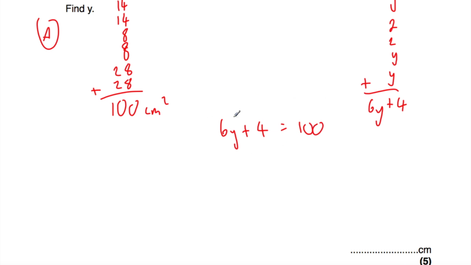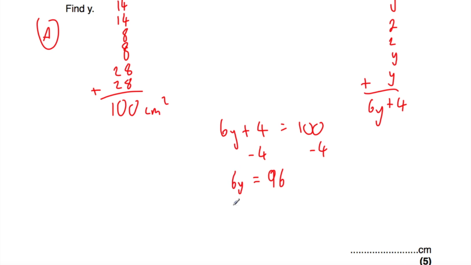So we've now got an equation, and if we want to solve this equation, we want to get the y on its own. So we want to get rid of the plus 4, and then we want to get rid of the times by 6. To get rid of plus 4, we're going to do the inverse, which is subtract 4 from both sides of the equation. On the left hand side, we had 6y plus 4. We're taking away 4 to get rid of the plus 4, so we would just be left with 6y. And on the right hand side of the equation, we had 100. Take away 4 would be equal to 96. So we've now got that 6y is equal to 96.